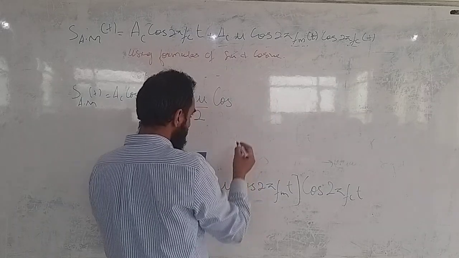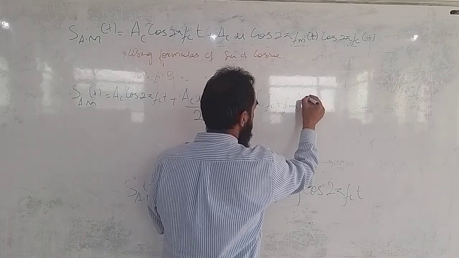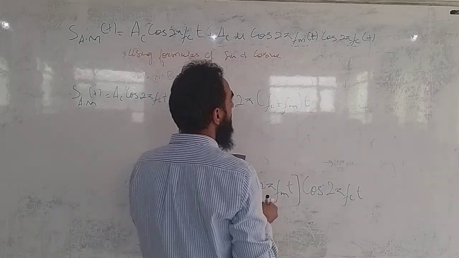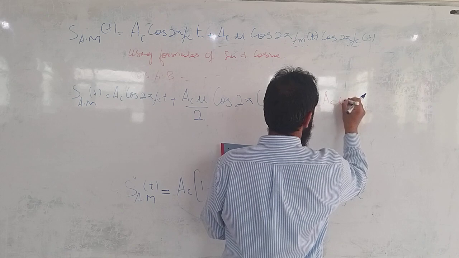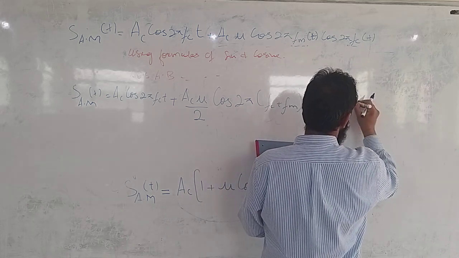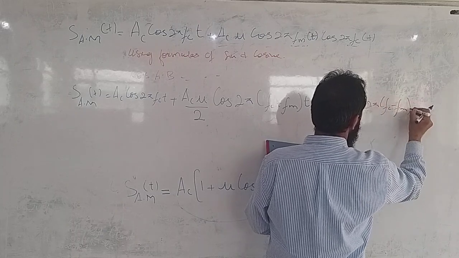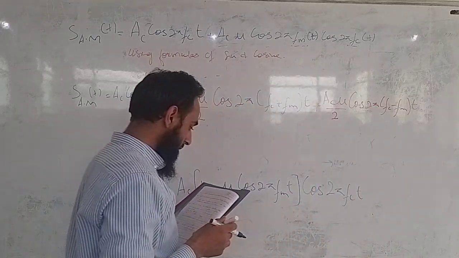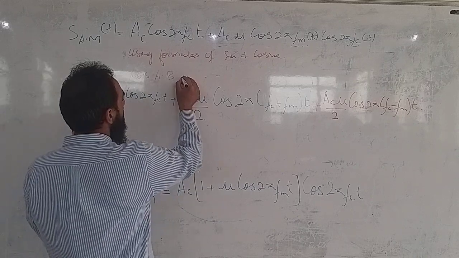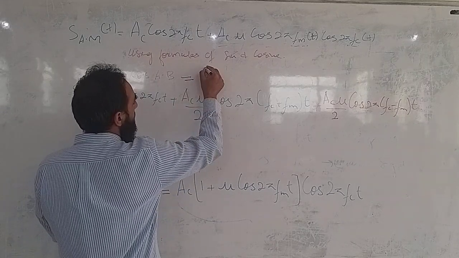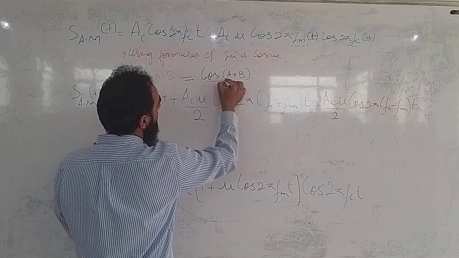cos of 2π (f_c plus f_m) t, plus A_c μ/2 cos of 2π (f_c minus f_m) t. So cos A cos B is actually equal to cos(A plus B) by 2, plus cos(A minus B) by 2.